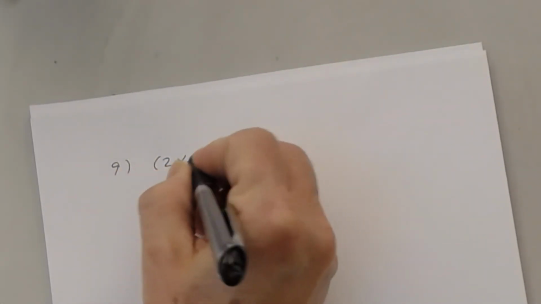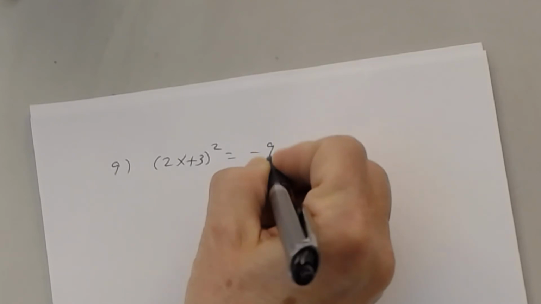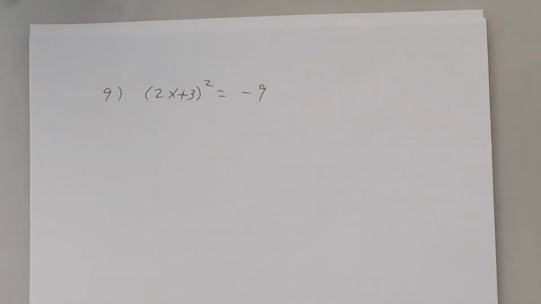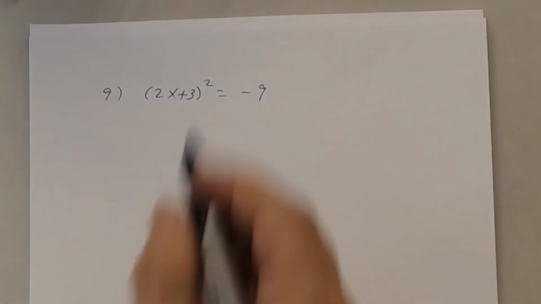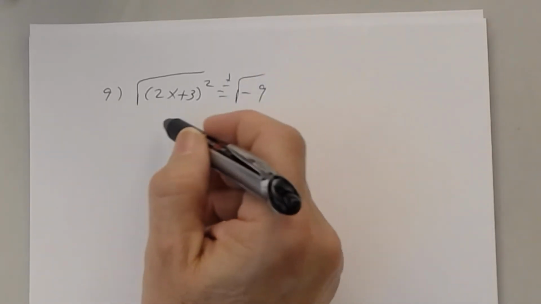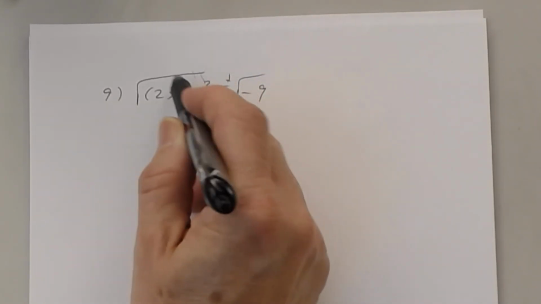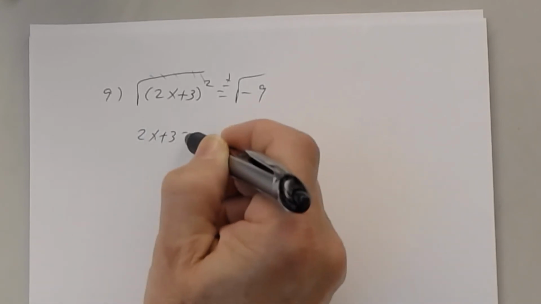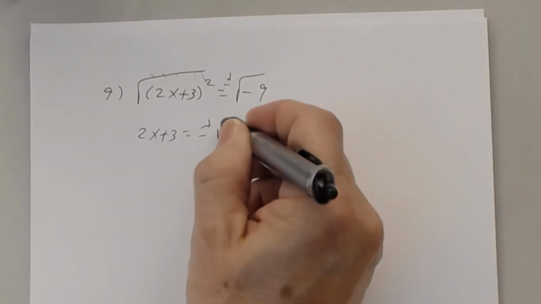Okay, number 9, suppose we have 2x plus 3 squared equal negative 9. What can I do? Take the square root of both sides. Plus or minus, right? So the square root and square root undo each other, so I get 2x plus 3 equal plus or minus the square root of a negative 9.